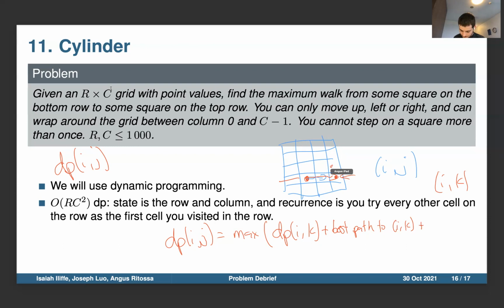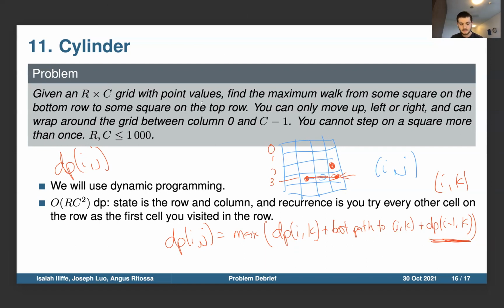Plus then dp of, if we number the rows going down from the top, so if this is row 0, row 1, row 2, row 3, then it's dp[i-1][k], because dp[i-1][k] is the best walk starting from this cell here. And so at i, j, we consider which cell we walk to along our current row, and then we walk up and continue our walk. So we can compute dp[i][j] by considering each other k on our row, finding the best path from j to k, and then adding the result of that state.